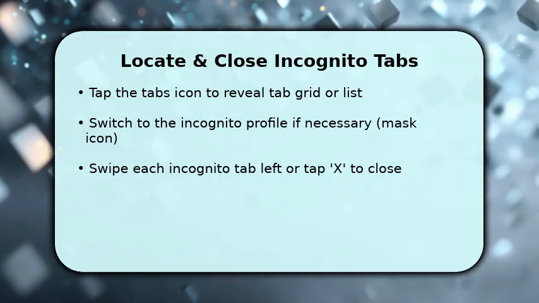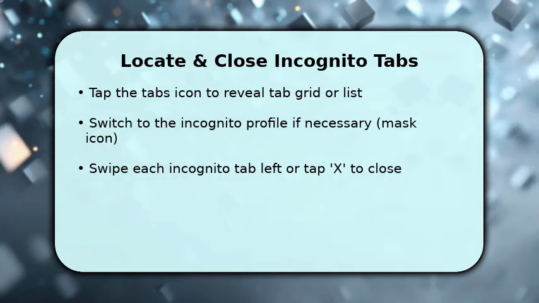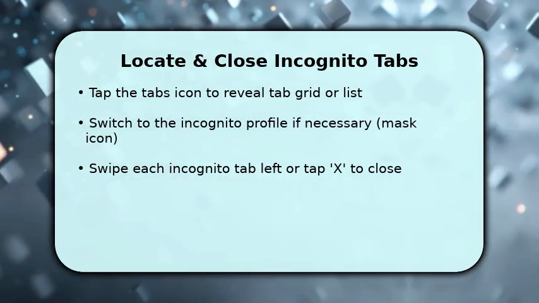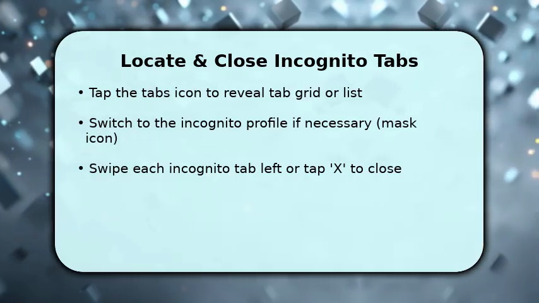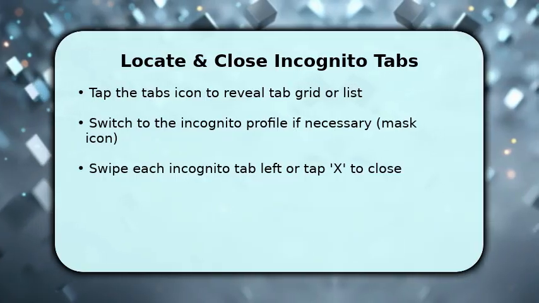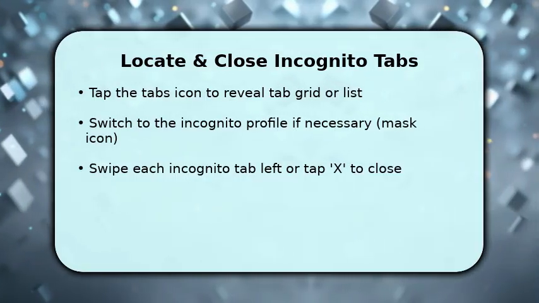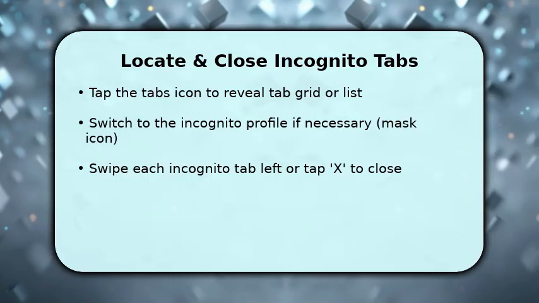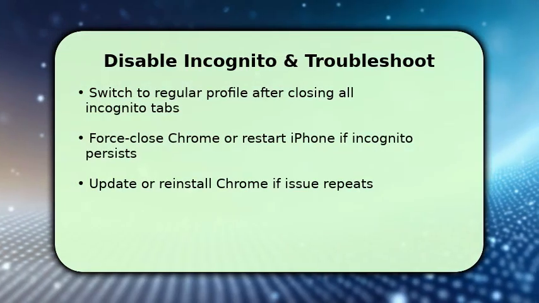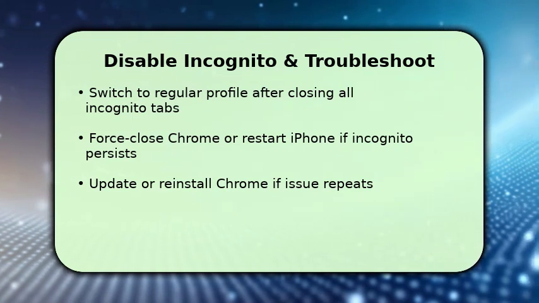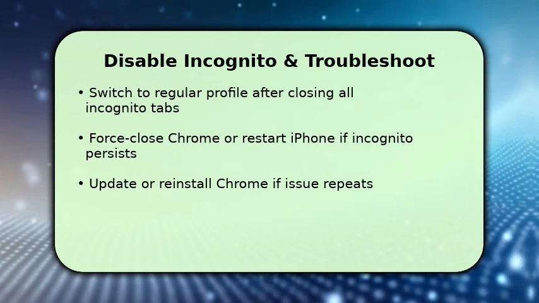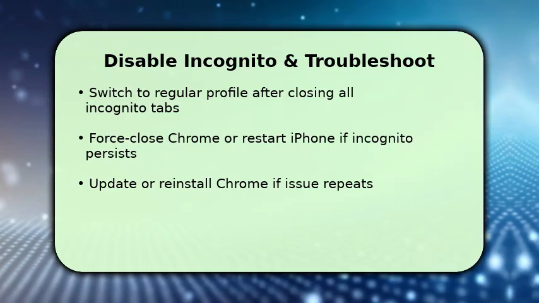Closing every Incognito tab ends the private session and removes in-memory history for that session. Make sure no Incognito tiles remain, otherwise Chrome will stay in Incognito mode. Once done, finish by switching to the regular profile, tap the profile or window icon and choose the standard tab group.